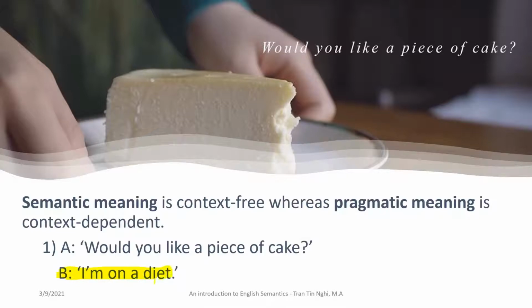If you want to know about the semantic meaning of I'm on a diet, you must not include would you like a piece of cake. You omit it. You don't consider this. But when you want to know about the pragmatic meaning of I'm on a diet, you must include would you like a piece of cake in it.